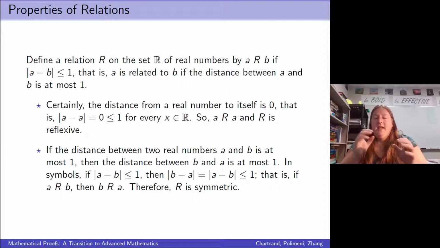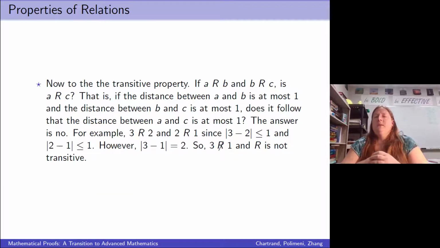Now, for symmetric, let's take a look at that. So I'm going to say A is related to B. What does this mean? It means the absolute value of A minus B is less than or equal to 1. Well, with absolute value, B minus A and A minus B are equal to one another. So if A minus B is less than or equal to 1, so is B minus A. So if A is related to B, then B is related to A. So the relation here is also symmetric.